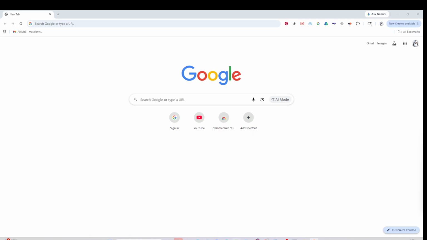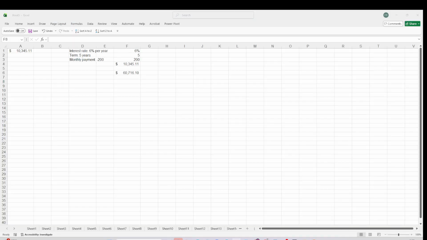The PV function stands for present value, and it helps you calculate how much a series of future payments is worth today. In simple terms, it answers the question, how much is future money worth right now? This function is commonly used in financial planning. For example, you can use it for loans, investments, and savings plans.